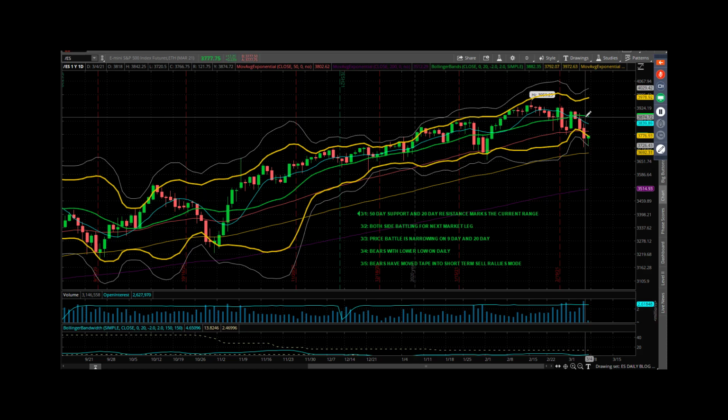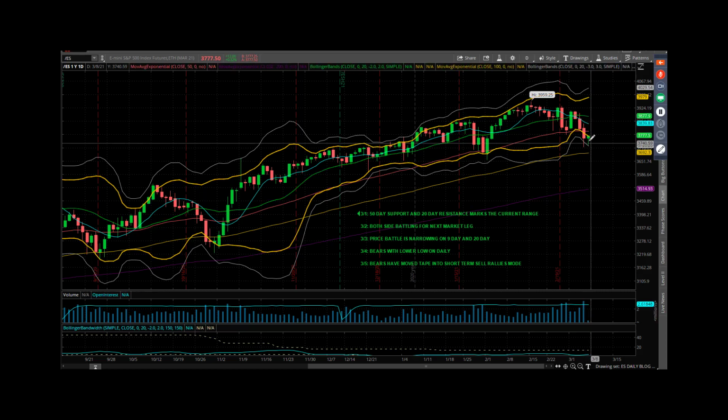A sell rallies market is the inverse. It's a market that wants to trade between the green line, the middle band, and the lower band. And we've engaged in what we've called a lower Bollinger Band ride, which I'll talk about in a minute. Markets that want to trade between the lower band and the middle band are sell rallies markets.